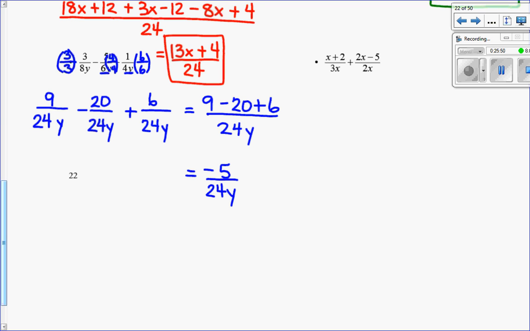What are my non-permissible values for y? Well, if I go back to my original question, y cannot be 0 in any of these three cases, or else it would give 0 as the denominator of the rational expression. And we can't have 0 denominators. So y cannot be equal to 0.